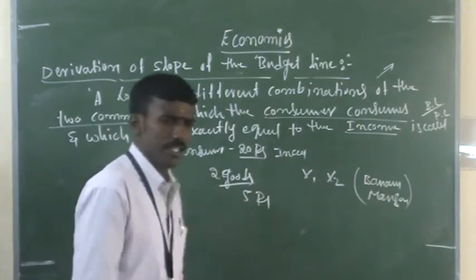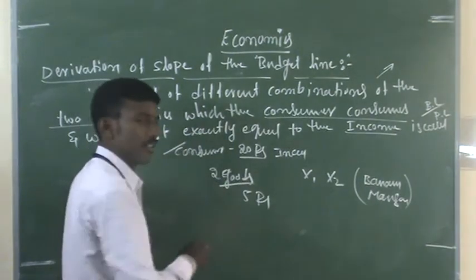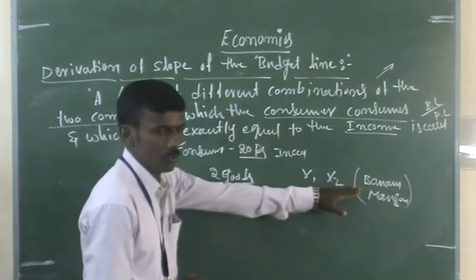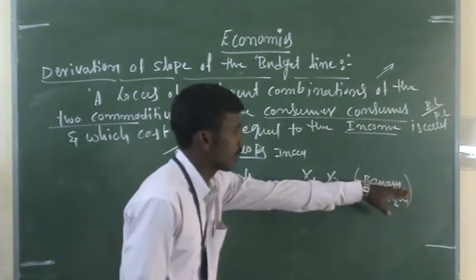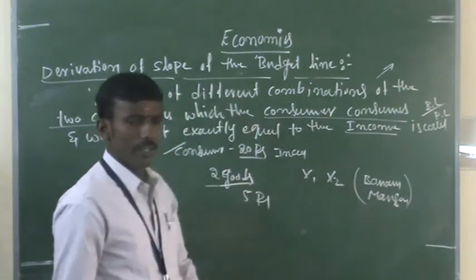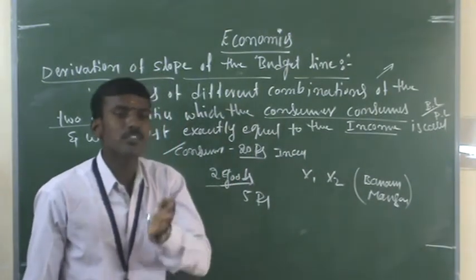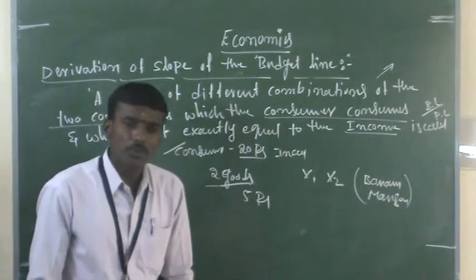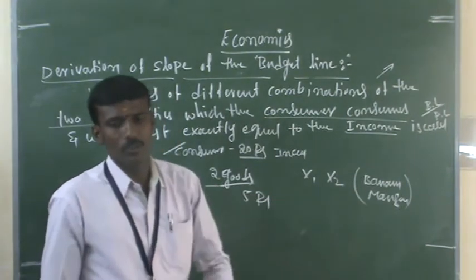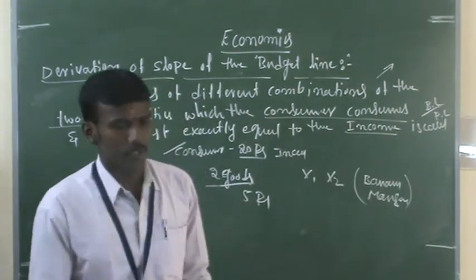See, four things we have to consider in this example. Consumer income is 20, and he wants to spend that entire income on two commodities, X1 and X2. X1 is banana, X2 is mango. Finally, in the market both goods' price is 5 rupees. So now here the consumer has three options.